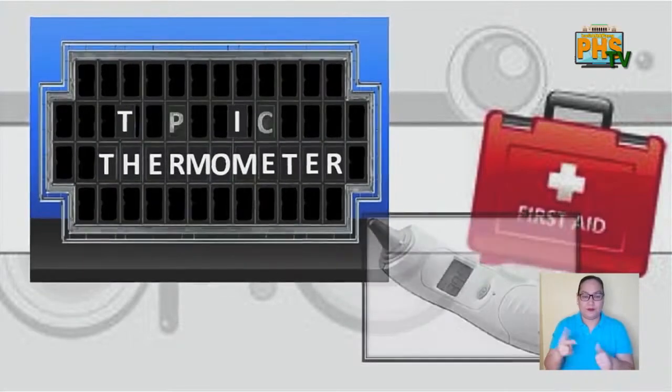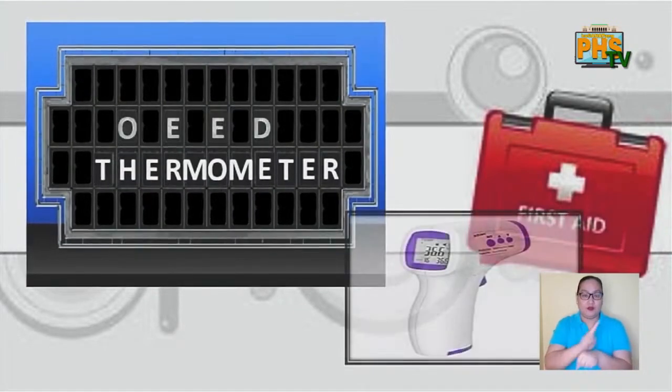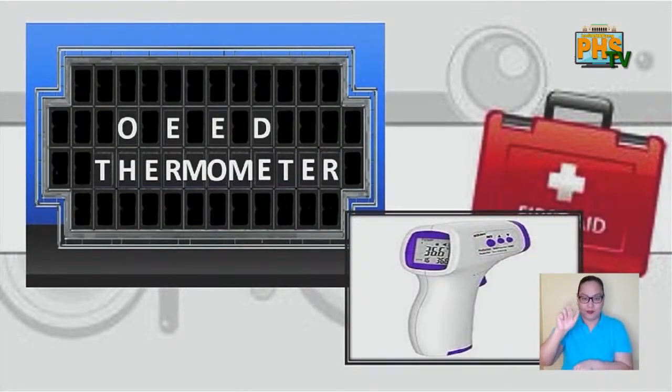2. It measures the temperature inside the ear canal through infrared ray technology. Awesome! Tympanic thermometer. 3. It uses infrared sensors to measure the temperature of the superficial temporal artery, which is a branch of carotid artery. You got it right! It's forehead thermometer.